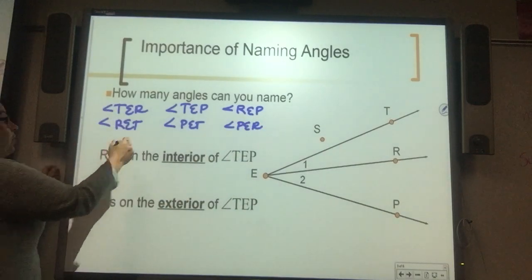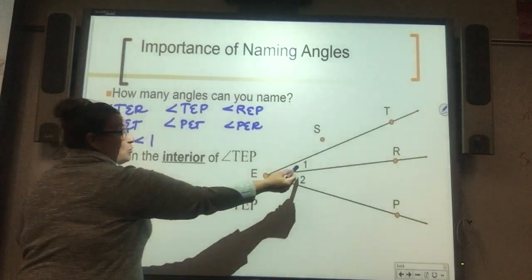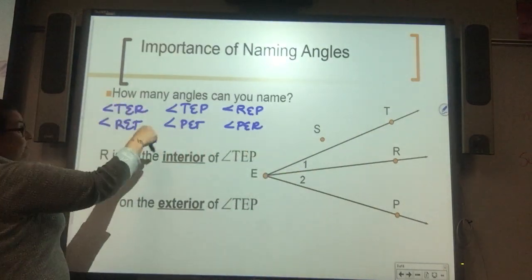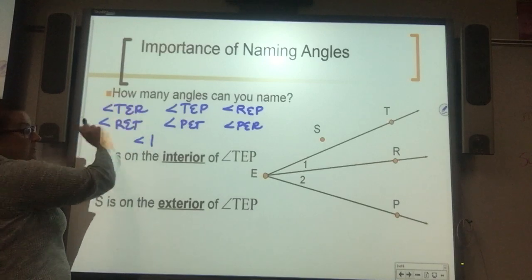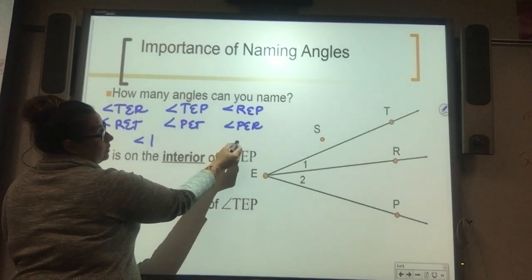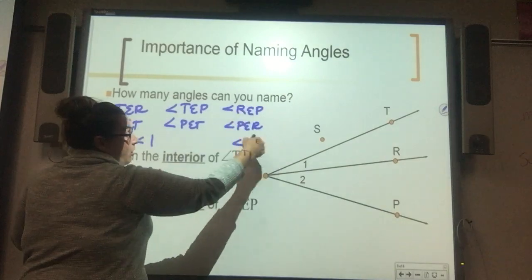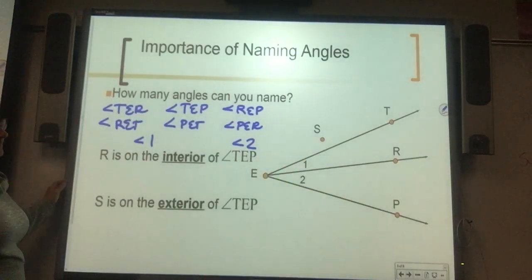We could say angle 1 because there's a 1 in here. These are all the same angles. We could say angle 2. Those are all the same angles. So those are all the different angles that we can name in that particular picture.